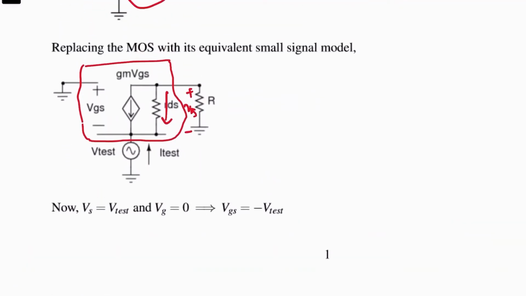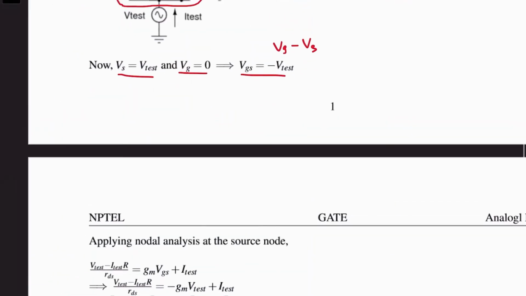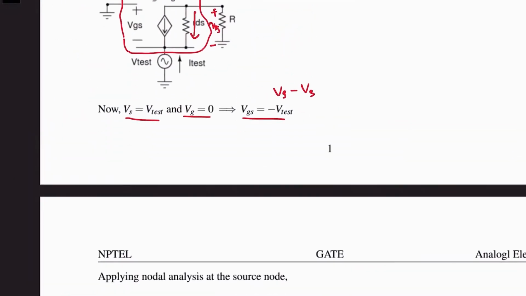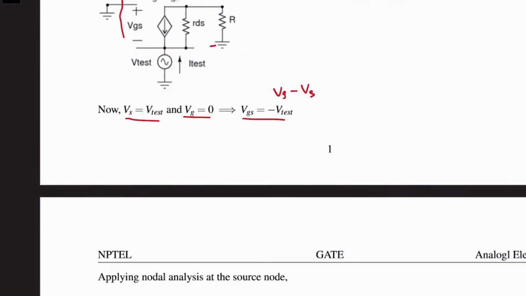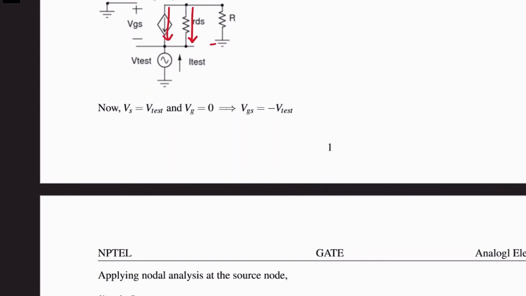So now Vs is equal to V test, Vg is equal to 0. So vgs is Vg minus Vs, that is 0 minus V test, which is minus V test. Of course, now if we apply nodal analysis at the source node, right? So at the source node, we have gm vgs coming in, we have vds by rds coming in, and we have I test also coming in.